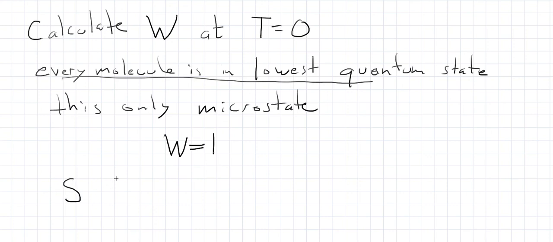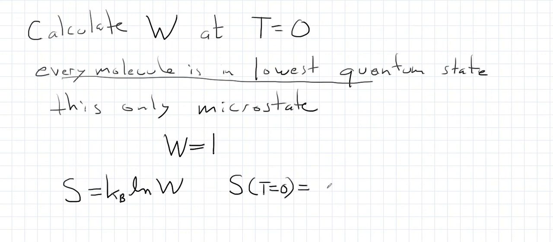There's only one possible, so absolute 0, that's describing the macrostate, but we've just proven that there's only one microstate that is compatible with that macrostate. So since entropy is Boltzmann's constant times the log of W, we can see that entropy at T equals 0 is going to be equal to 0. And that's the third law of thermodynamics, that the entropy of any system will go to 0 at absolute 0.